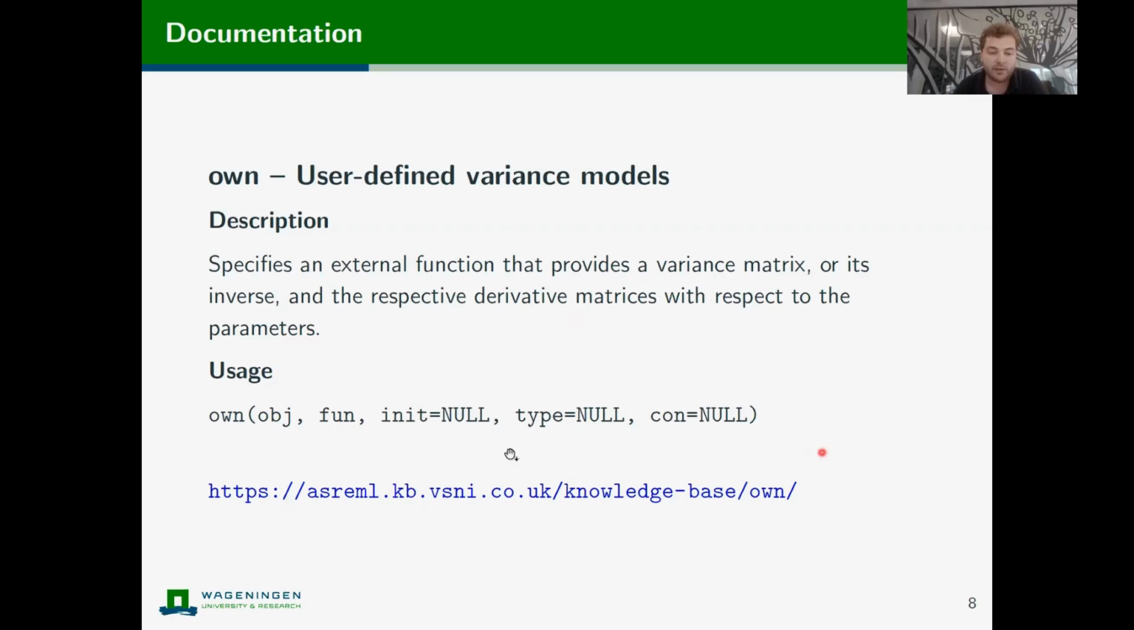So within ASReml, you use it like this. In the call for fitting the model, object would be the name of the factor in your data frame that you want to model using this covariance structure. Fun would be the name of this external function. And then we also need initial values for all of the parameters. We need to specify types, so whether they are variances or correlations. And optionally, you can also specify constraints. So variance, of course, can only be positive.